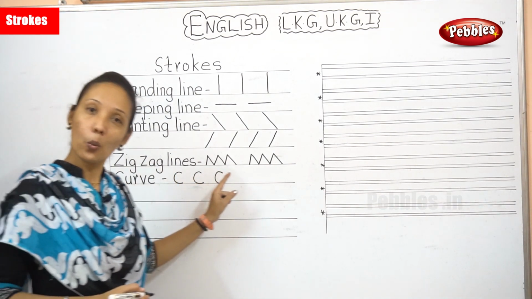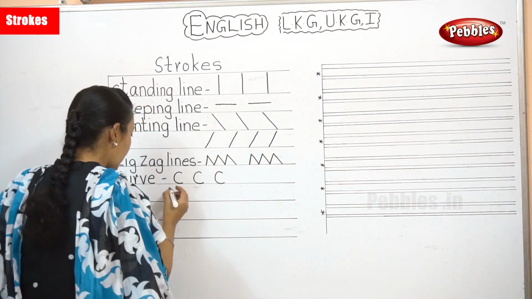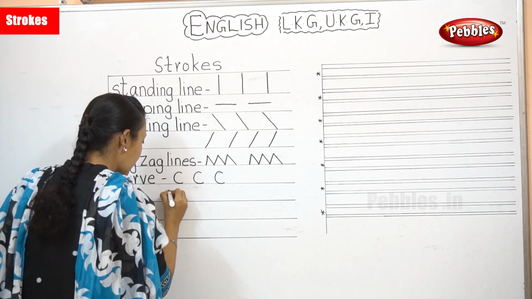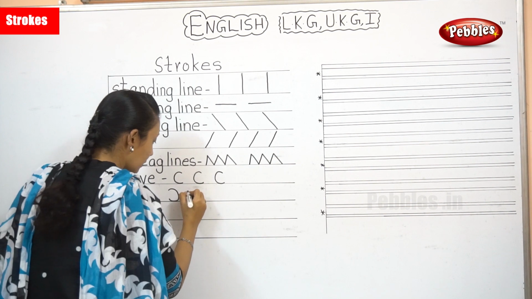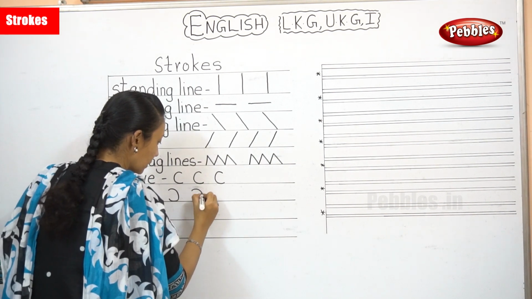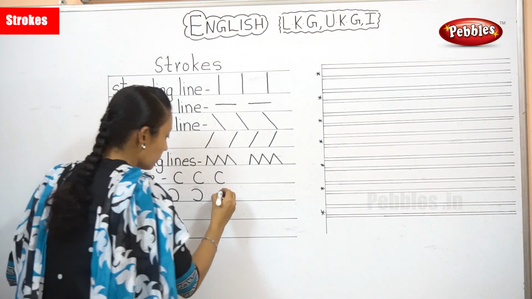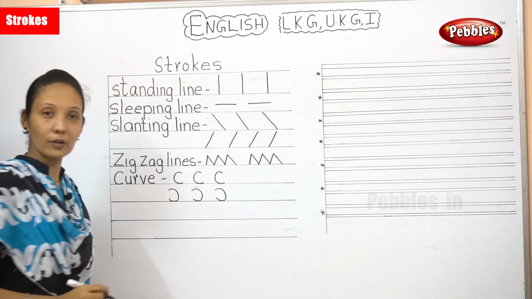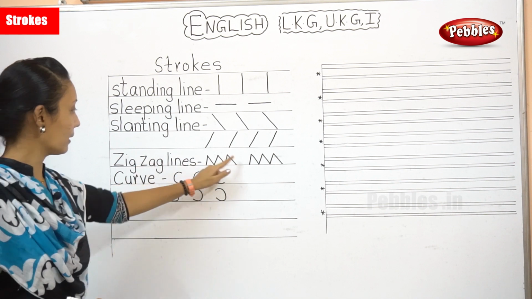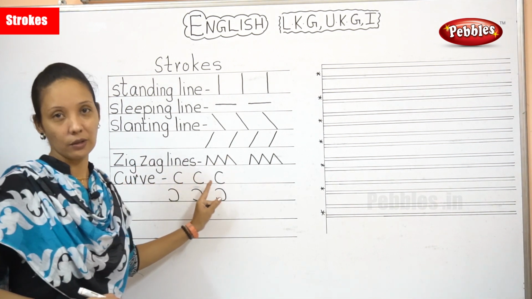You have one more type of curve. Can I show you the other curve? Yes, you curve it this side. A curve, again a curve, and one more curve. Alright, so this is zigzag lines and your curve.